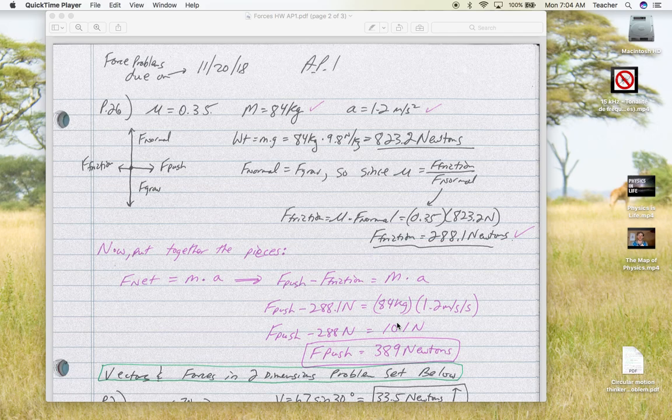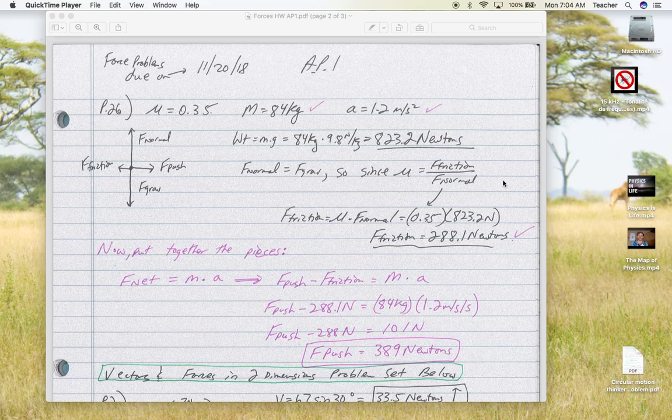P26, this is, again, a problem with Newton's second law, also involves coefficient of friction. So we've got a normal force up, a gravitational force down, push to the right, friction to the left. So the mass that's moving is 84 kilograms. The acceleration is 1.2 meters per second squared. I'm going to find the weight of the object, which is m times g. It's 823.2 newtons. The normal force would also be 823.2 newtons.